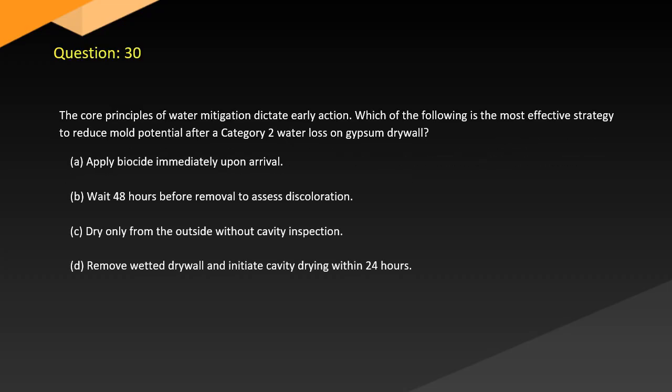Question 30. The core principles of water mitigation dictate early action. Which of the following is the most effective strategy to reduce mold potential after a Category 2 water loss on gypsum drywall? A. Apply biocide immediately upon arrival. B. Wait 48 hours before removal to assess discoloration. C. Dry only from the outside without cavity inspection. D. Remove wetted drywall and initiate cavity drying within 24 hours.